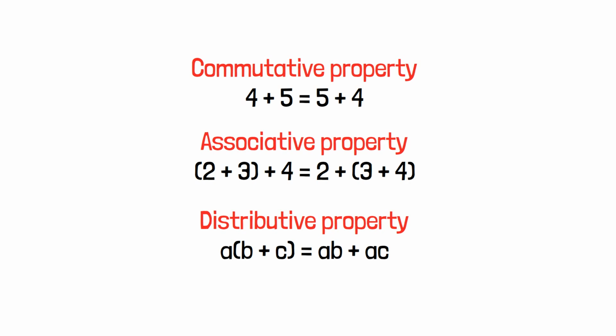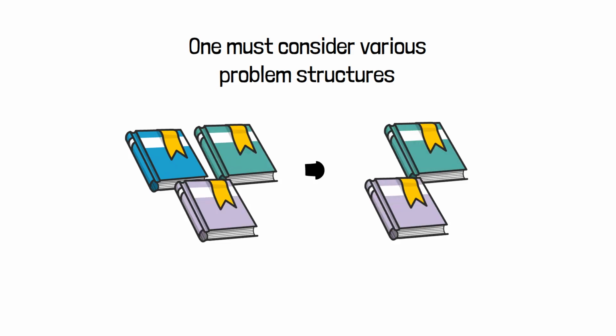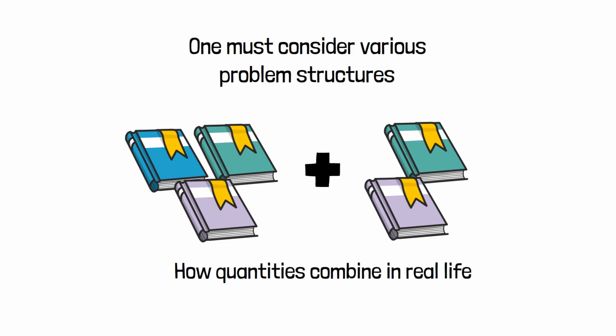When addressing addition and subtraction, one must consider various problem structures. For example, the join result unknown structure is seen in problems like: Marianne had 3 library books before she checked out 2 more. How many did she have altogether? Here, students must combine quantities to find the total. This type of problem helps students practice addition in a context that makes sense and encourages them to think about how quantities combine in real life.